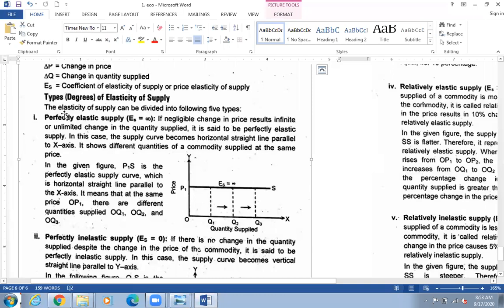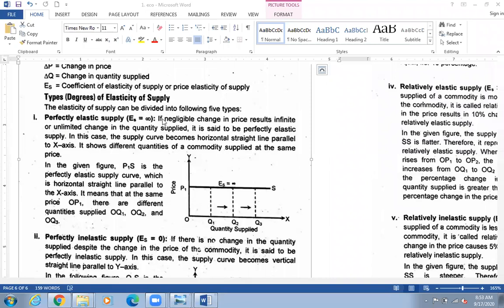Okay, so types of elasticity of supply. Price elasticity of supply. It is the same topics, right? There were 5 topics: price elasticity of demand, types of elasticity. Instead of demand, there is supply. There is no difference over here.